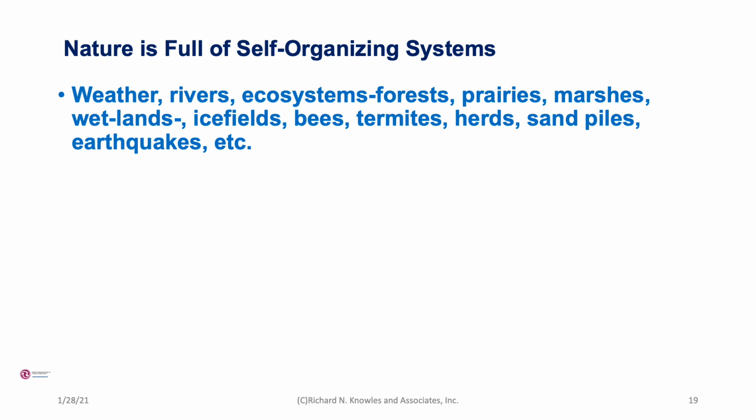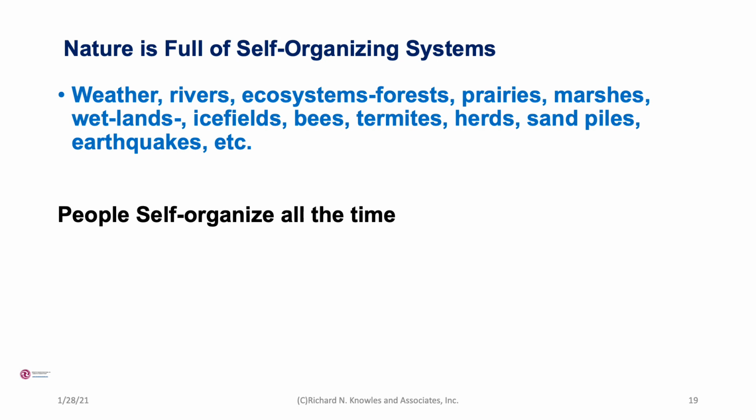It shows up in weather, rivers, ecosystems like forests and prairies and marshes and wetlands are self-organizing systems. Ice fields self-organize. Insects like bees and termites self-organize. Animals form herds. They self-organize. Even sand piles self-organize. Earthquakes self-organize. Self-organizing seems to be the way the world works.